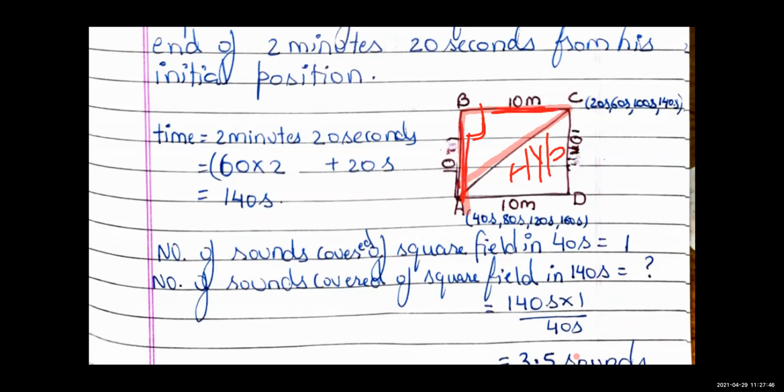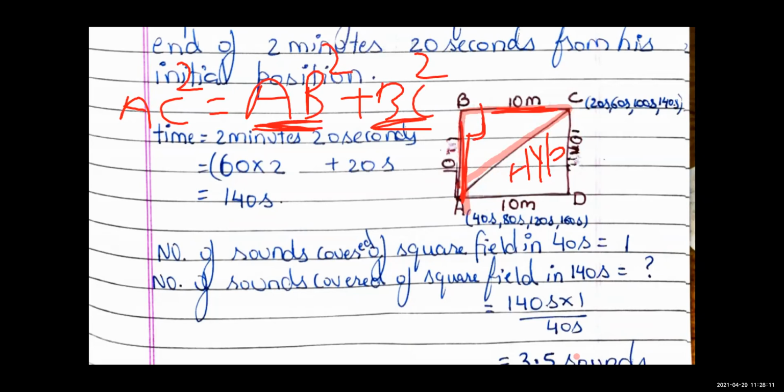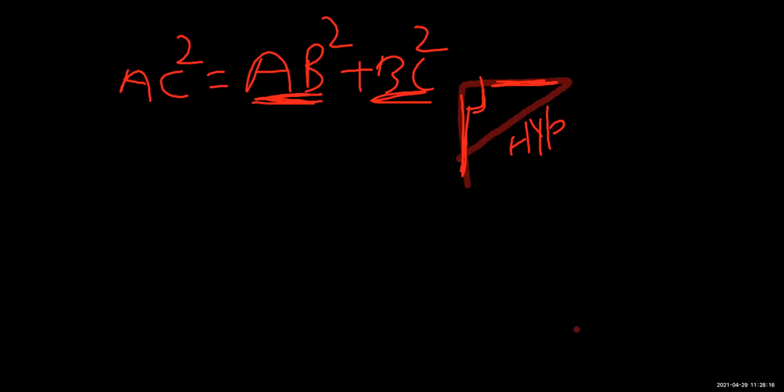So the Pythagoras theorem will be: AC square equals, it is the hypotenuse, hypotenuse square equals AB square plus BC square, right? So this is your Pythagoras. Now AB value is 10, BC value is 10. We can substitute that here and we will find the value of AC. Let's see how. Let's go to the next slide.